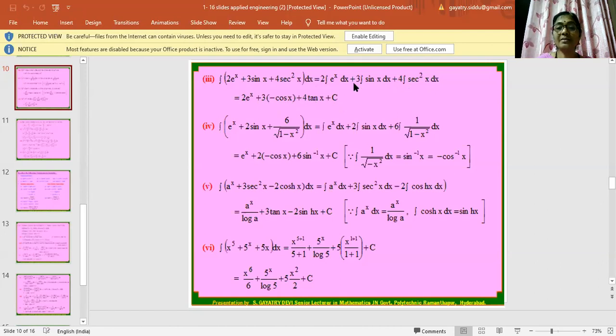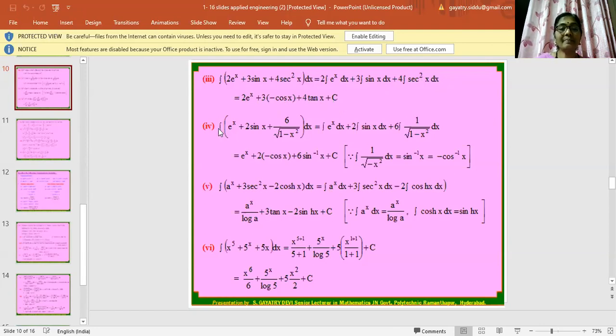So first, you have to remember the formulas. Go through the formulas thoroughly and memorize them. Then you can answer very easily. Now, after completion of integration, you have to add the constant of integration c.